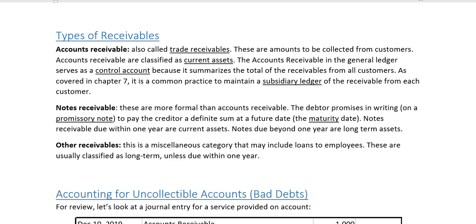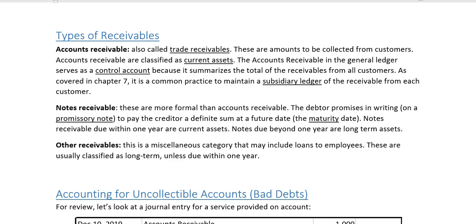Notes receivable. These are more formal than accounts receivable. The debtor promises in writing on a promissory note to pay the creditor a definite sum at a future date, called the maturity date. Notes receivable due within 1 year are current assets. Notes beyond 1 year are long-term assets. So with notes receivable, they can either be current, so they're due within the next year, or they can be a longer term investment or asset where you expect to collect the money later on, beyond 1 year.